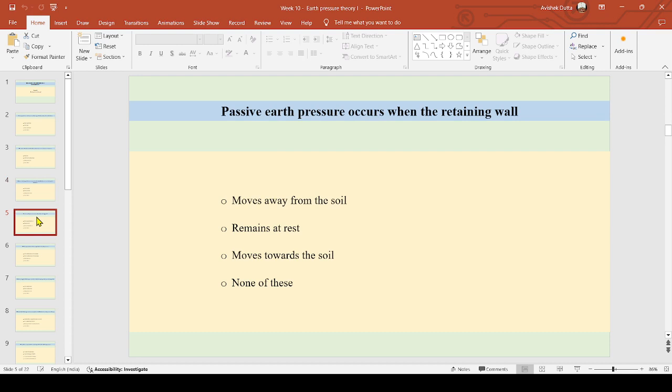Passive earth pressure occurs when the retaining wall. This is kind of similar to the last question. Your options are moves away from the soil, remains at rest, moves towards the soil, or none of these. You have to answer the condition of passive earth pressure.